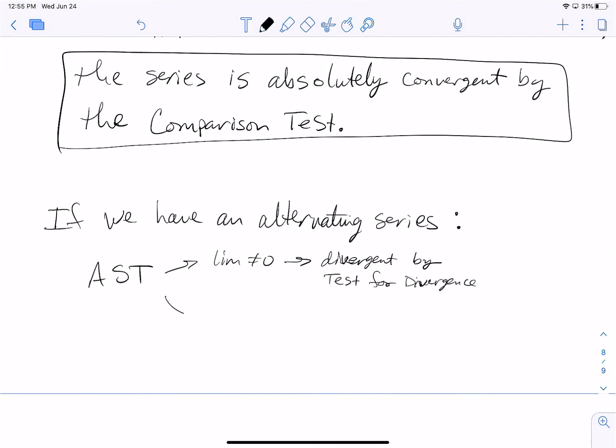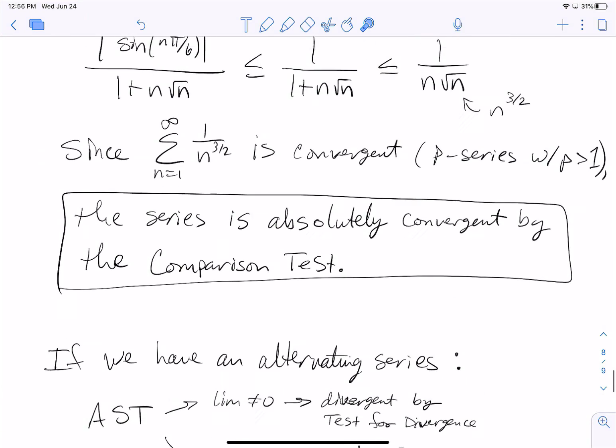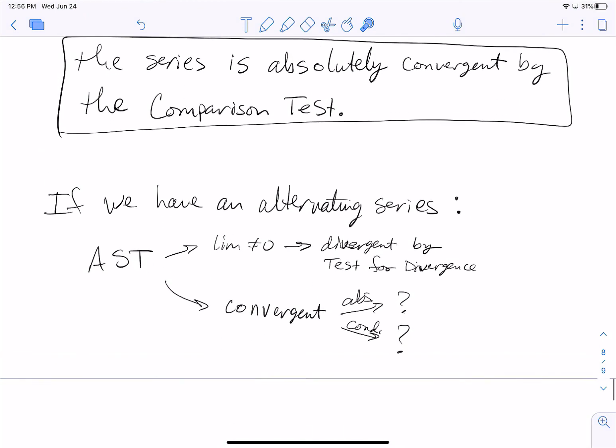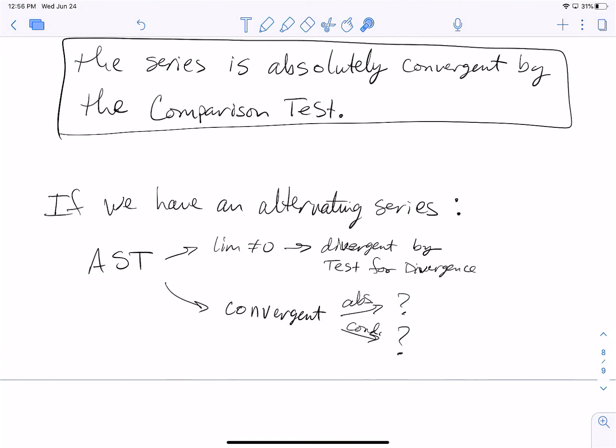But if the limit is 0 and the terms of the series are decreasing, then we have convergence, right? So let's say the alternating series test says it's convergent. At that point, now I need to know, is it absolute or conditional? The way I'm going to find that out is to take, like what you just saw, the absolute values, and run whatever appropriate test works for the expression that you're looking at that point.